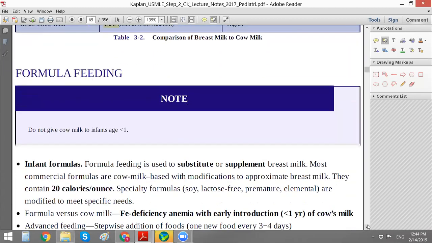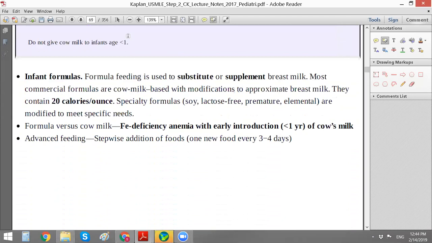Formula feeding. Do not give cow milk to infants aged less than 1 year. Infant formulas: formula feeding is used to substitute or supplement breast milk. Most commercial formulas are cow milk based with modification to approximate breast milk. They contain 20 calories per ounce. Specialty formulas, soy, lactose-free, premature, and elemental, are modified to meet specific needs. Formula versus cow milk: iron deficiency anemia occurs with early introduction of cow's milk, less than 1 year. Advancing feeding is stepwise addition of foods, one new food every 3 to 4 days.